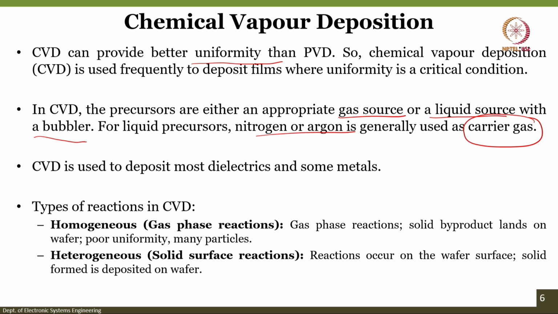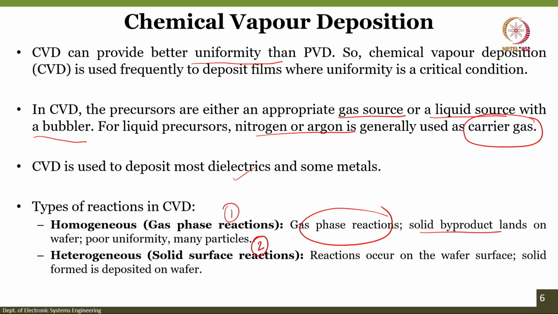Then CVD can be used to deposit different metals or different dielectric materials, and basically there are two types of reactions happening in a chemical vapor deposition process: a homogeneous or gas phase reaction, and a heterogeneous or solid surface reaction. Homogeneous reactions happen in the gas phase, and as a result the byproducts that are formed will get deposited on your wafer. So the reaction is not happening on your wafer surface, but in the gas phase, and only the byproducts get deposited above your wafer surface.